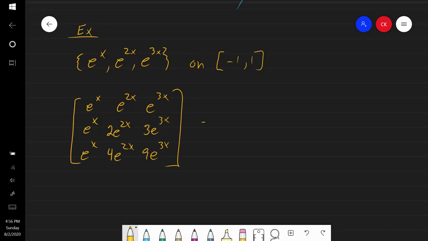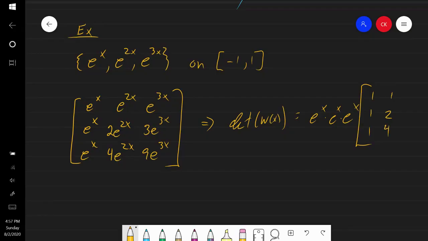And there's kind of some shortcuts to this. A little bit of a trick is noting that e to the x is common for each of our columns or rows for that matter. And if we want the determinant of this particular matrix, we know that we can factor out common factors. So I can pull an e to the x out of each of these, and we would have something like the determinant of our Wronskian being equal to e to the x times e to the x times e to the x times the remaining matrix. 1, 1, 1, 1, 2, 4, 1, 3, 9.